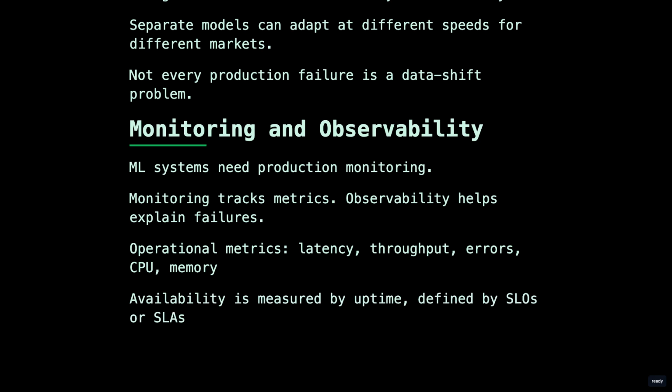Availability turns into a measurable target through uptime, which is the fraction of time the service meets the agreed performance level. SLOs and SLAs define the line between up and down, often using latency thresholds such as a median under 200 milliseconds and a 99th percentile under 2 seconds.